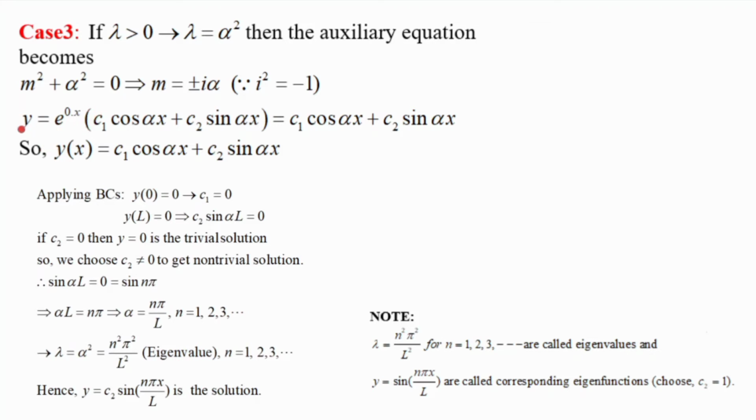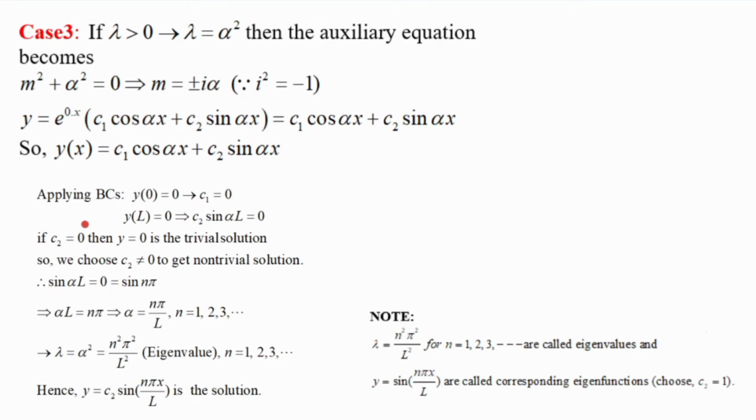So we can write the solution y equal to e power alpha x. Alpha is 0, so e power 0 is 1 here. C1 cos beta x, here beta means alpha, so C1 cos alpha x plus C2 sin alpha x. So finally we get C1 cos alpha x plus C2 sin alpha x. So this is our general solution.